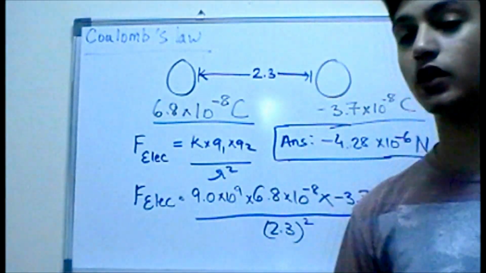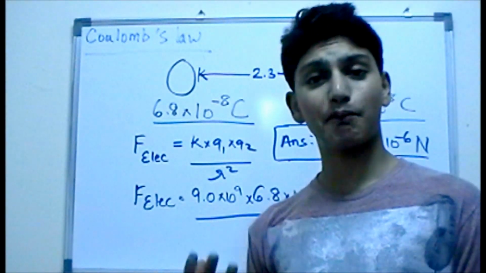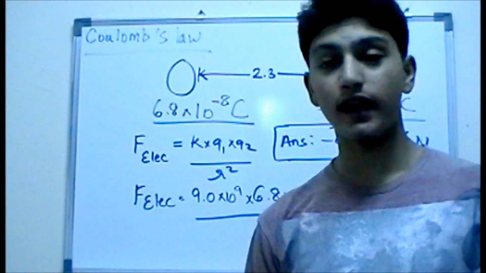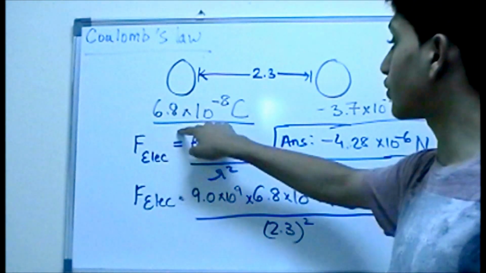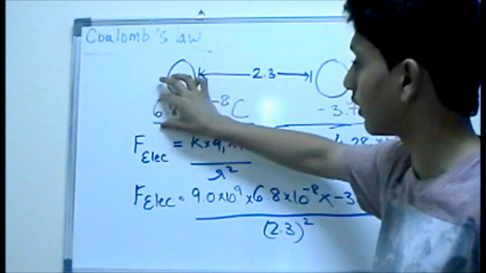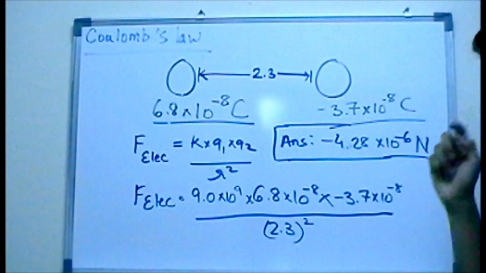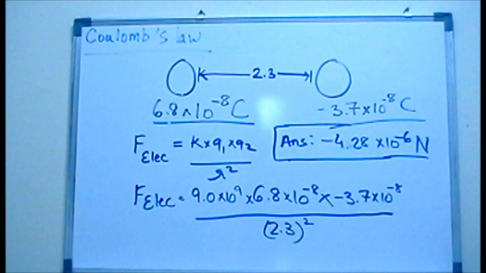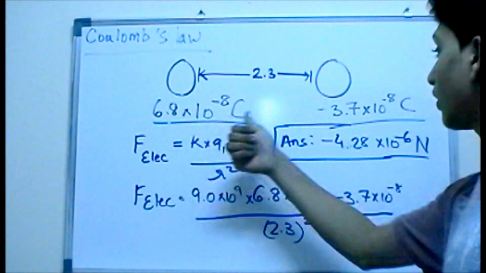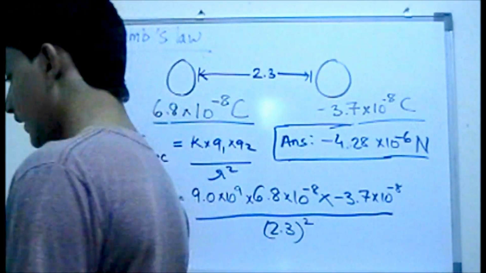How exactly do we know that? Since protons are positive and electrons are negative, look at the charges here. This one is positive and this one is negative, so the charges are different and they would attract. Okay, so let's move on.